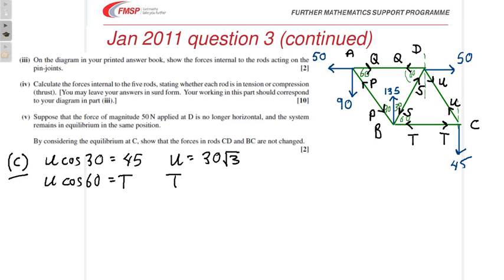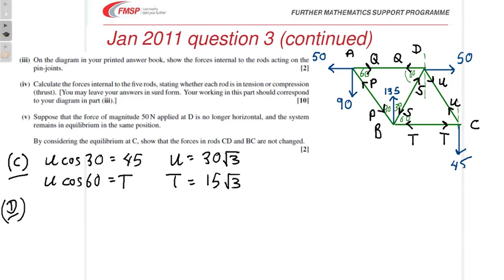So T equals 15 root 3. Good. Now let's go to, which point should we go to next? Let's go to D next. Point D. And at D, S cos 60 equals U cos 60.